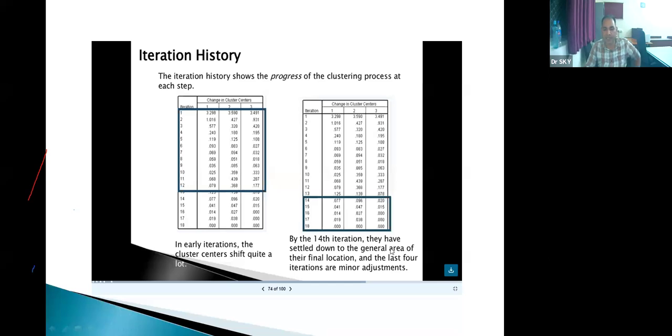By the 14th iteration, they have settled down to the general area of their final location, and the last 4 iterations are minor adjustments. That is why you see 0.000. So it is very important to know the consistent observations as the centroid or seed point for the clusters. That is why we take the number of iterations.